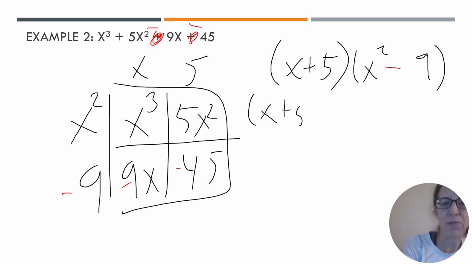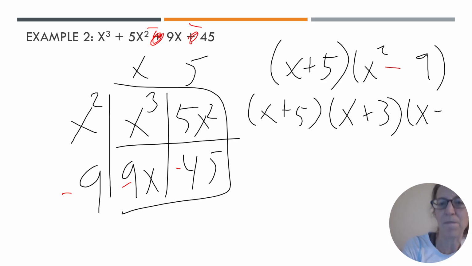So we have x plus 5, and then this would be x plus 3, x minus 3. So I'll try to remember as soon as I'm done recording to go back into the PowerPoint and change that to minuses. If you need to pause on this for a hot second.